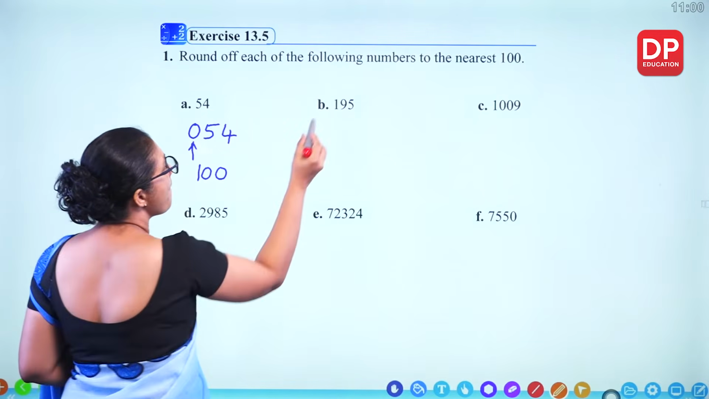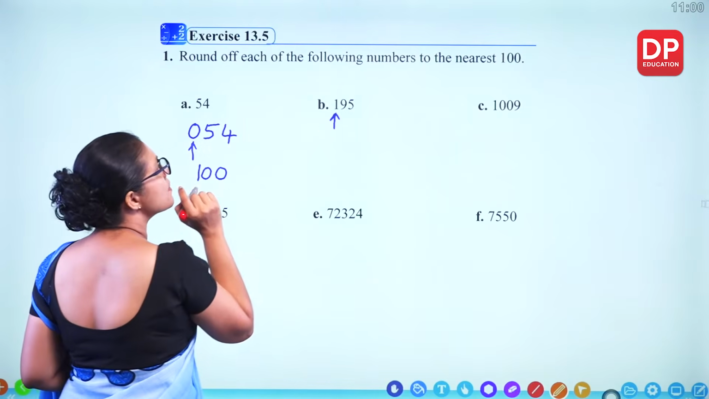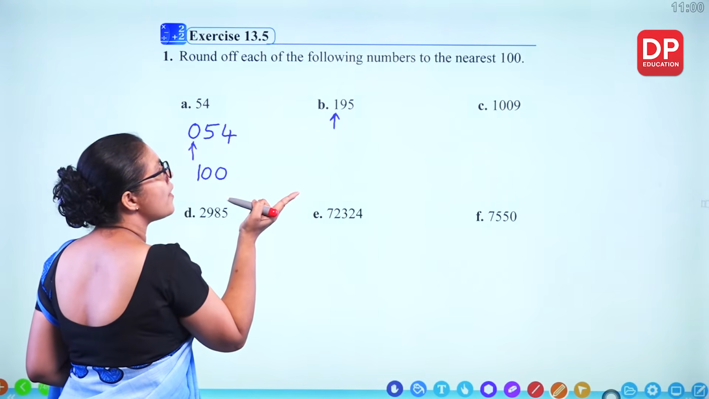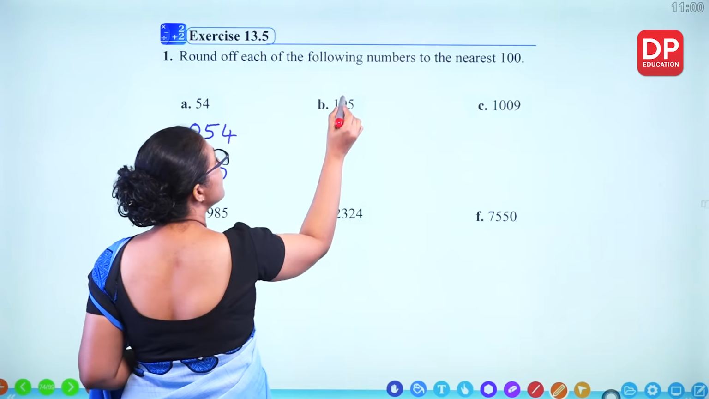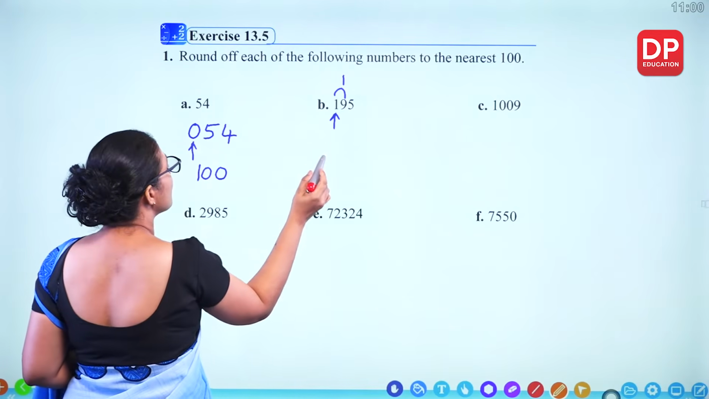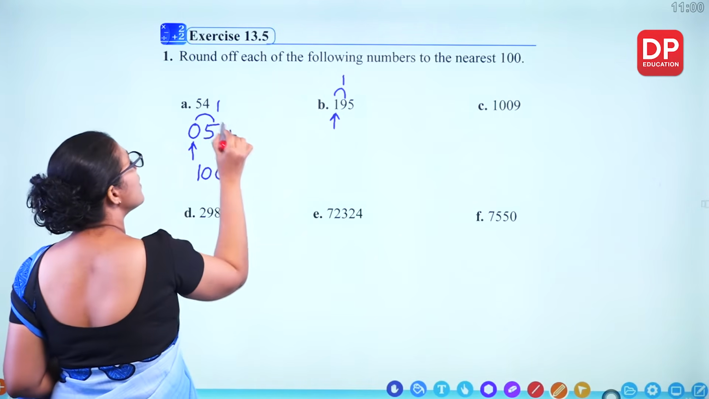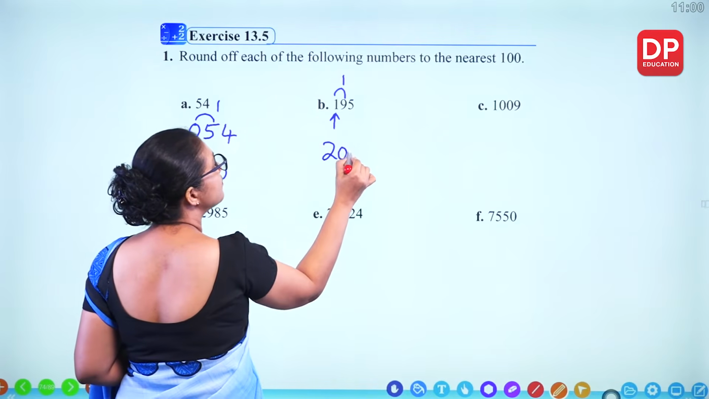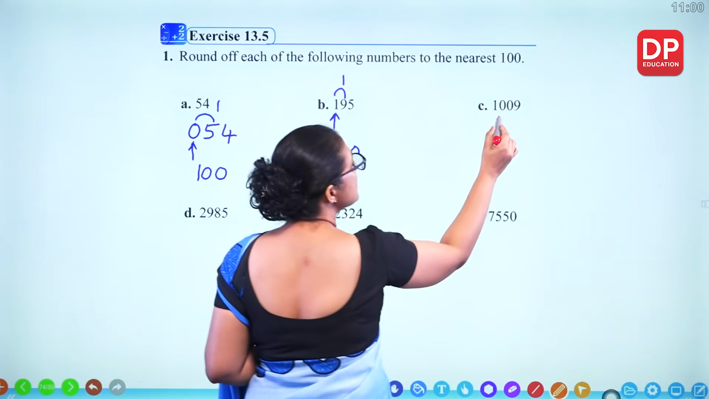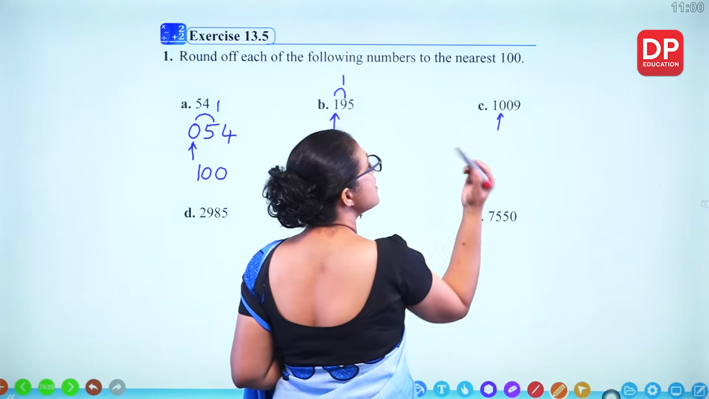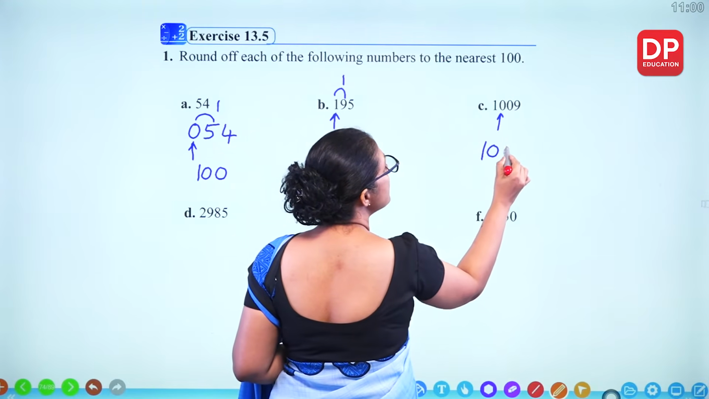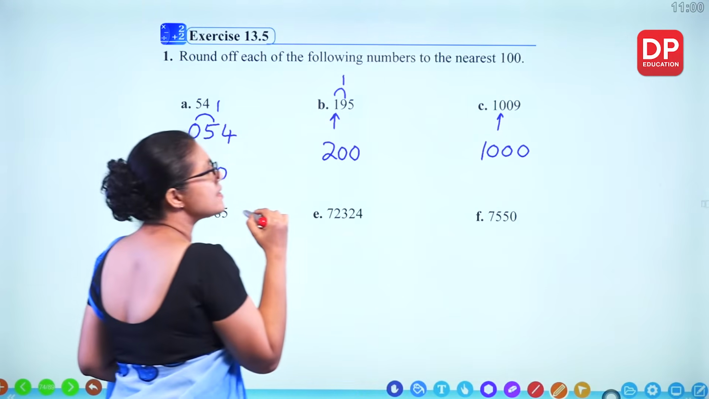This one, this is the hundreds place. 9 is more than 5, add 1. So here also add 1. So you get 200. This is the hundreds place. Next digit is 0. So we don't add it. So 1000 is the answer.